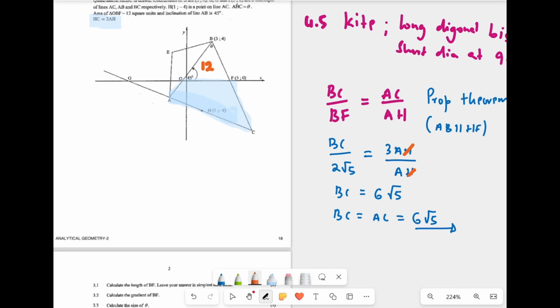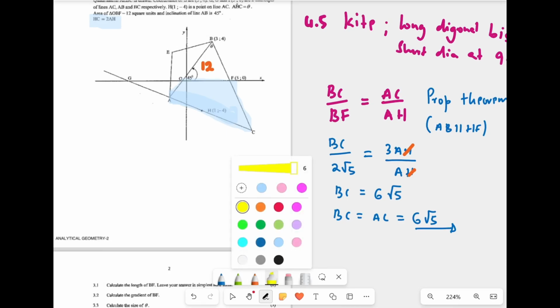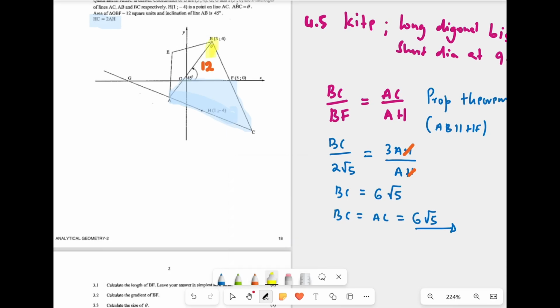Now, if we can calculate the area of this triangle as a whole, this bigger triangle, and remove this 12, we will remain with the area that we are looking for. So now let's calculate the area of the bigger triangle first. How are we going to calculate it now? Okay, let's see what it is that we have.